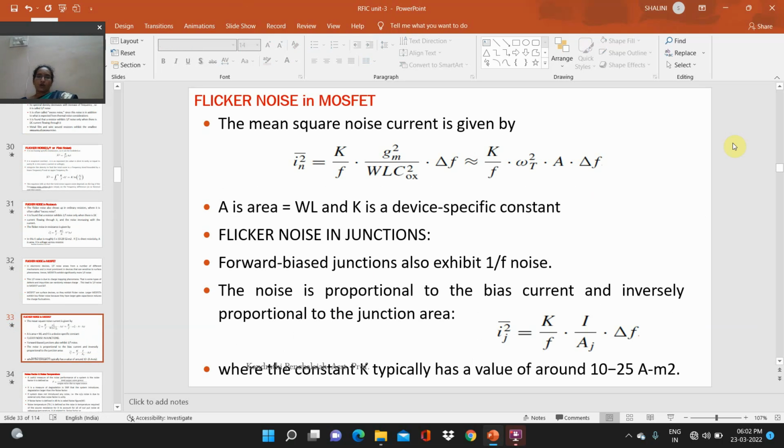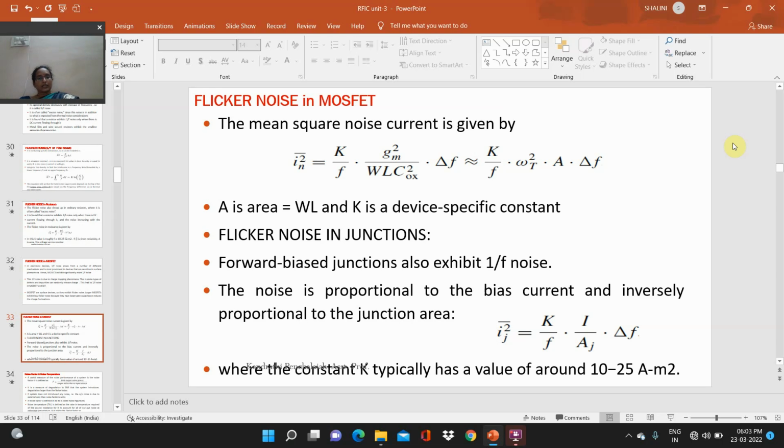The mean square noise current is given by I_n square equal to K by f times g_m square W L C_ox square into delta f, which is approximately equal to K by f into W L square A into delta f, where A is the area, A is equal to W L, and K is a device specific constant.